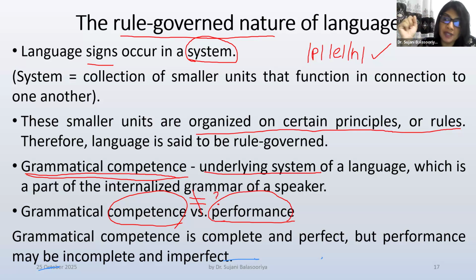And there may be slips of the tongue. And there may be memory issues, forgetting things. What else? Lack of confidence, yeah. Lack of confidence and nervousness. So there may be a lot of reasons like that. So we make mistakes. But that doesn't say we do not know the grammar rules.